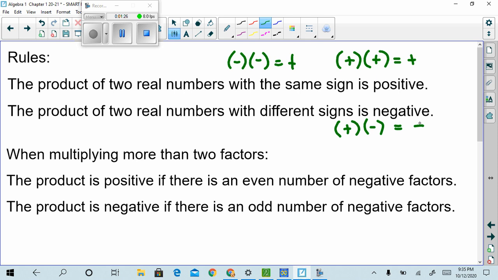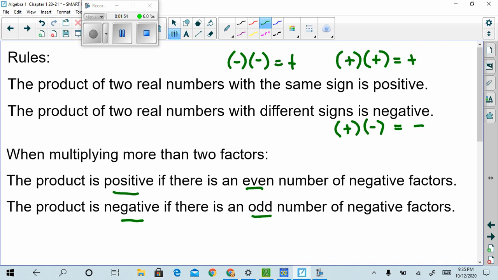There was one other very important rule when it comes to multiplication, and that's when you're dealing with more than two factors. There's a fast way to tell whether your product is going to be positive or negative, and that's simply by counting up how many negative factors are in that problem. If it's an even number of negative factors, you'll have a positive product. If it's an odd number, you'll get a negative product.